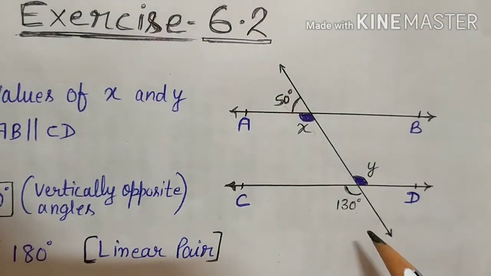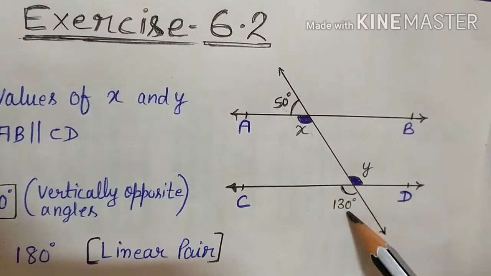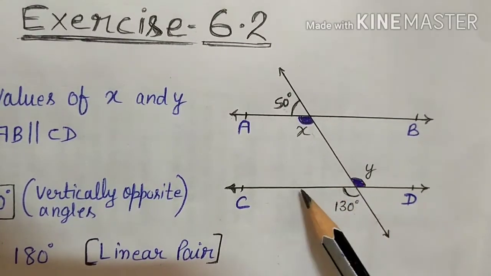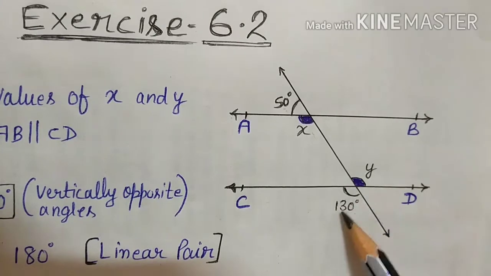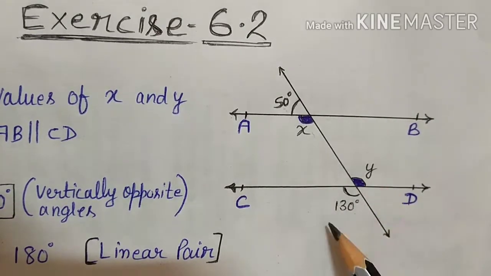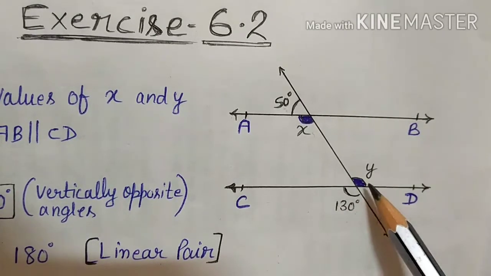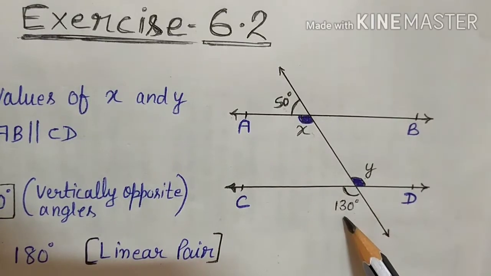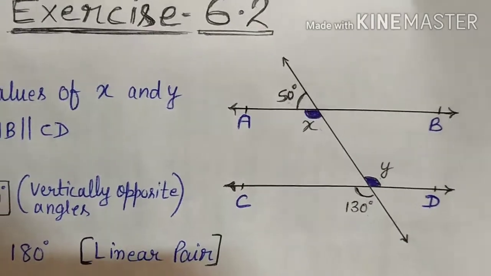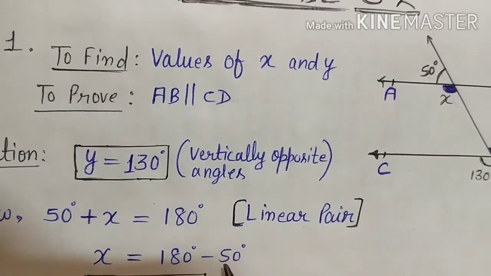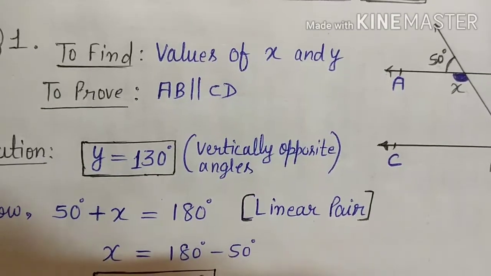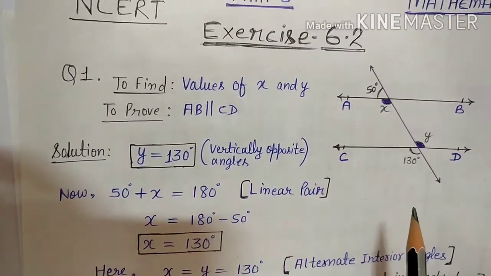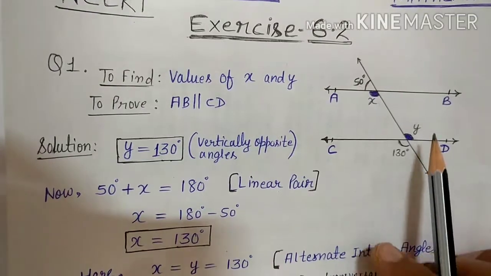You can see here 130 degree and y. As you can see, these are making vertically opposite angles. So here the value of y will be equal to the 130 degree angle. So we can write y equals 130 degree. Why? As they are vertically opposite angles. I hope it is clear to you.